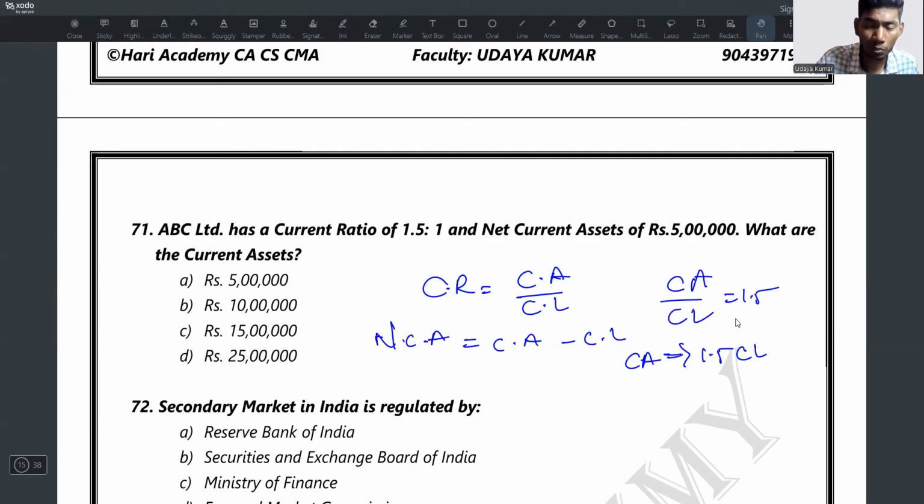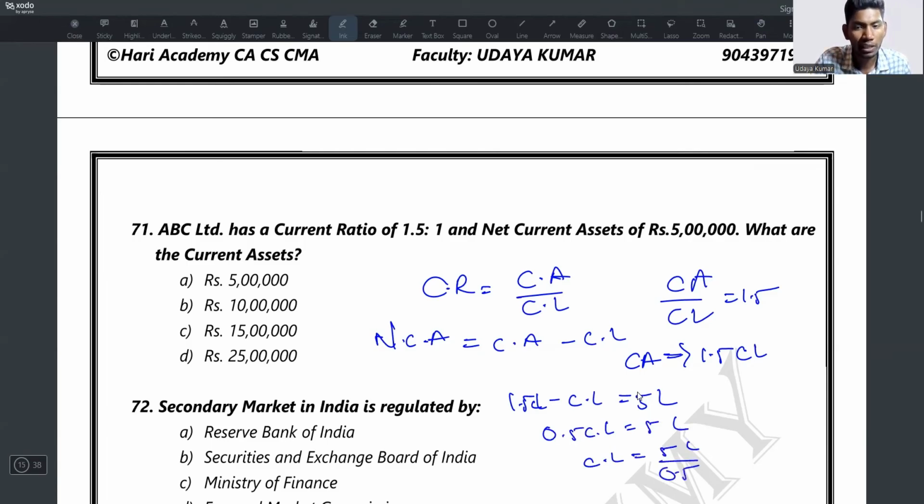Now substitute the value of net current assets. So you can easily get the values: 1.5 CL minus CL is equal to 5 lakh. So 0.5 CL is equal to 5L. CL is equal to 5L divided by 0.5. You can easily get the value. Just do it on your calculator: 5L divided by 0.5. You will get 10 lakhs. So 10 lakhs is the current liability. Okay. You have got the value of 10 lakh, which is the current liability.